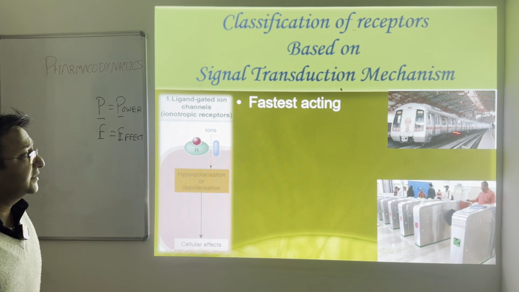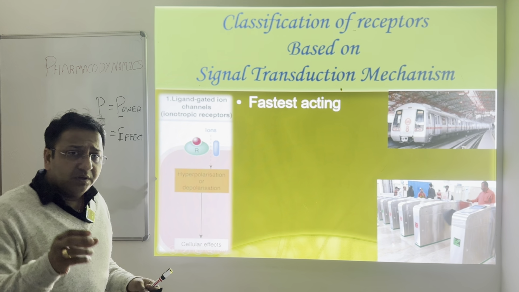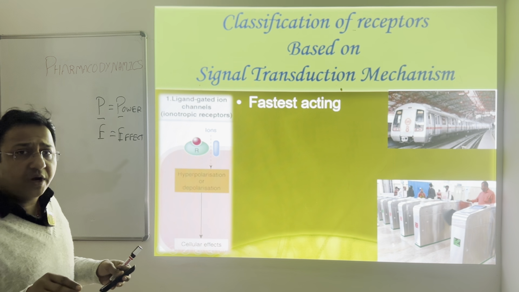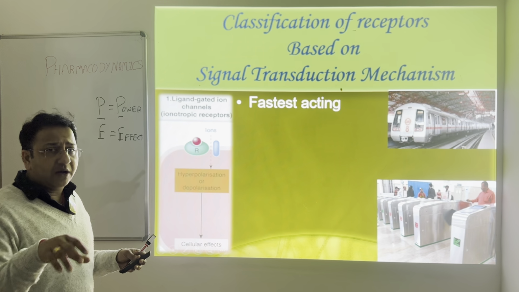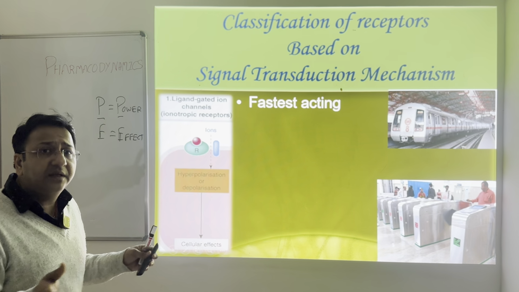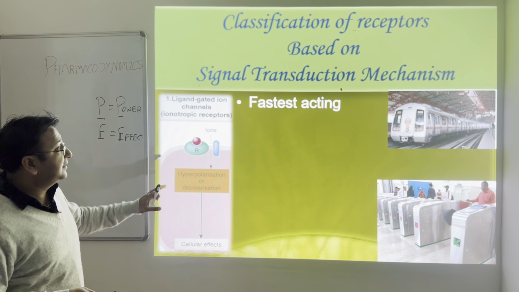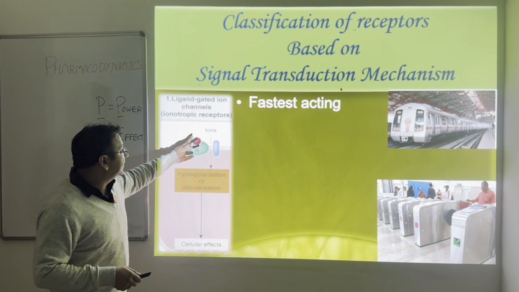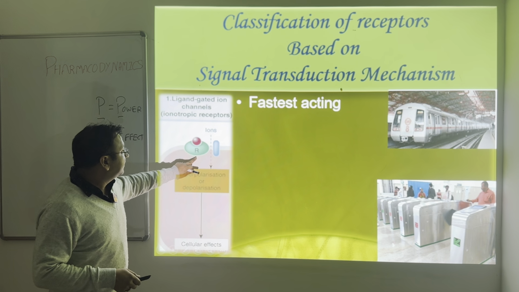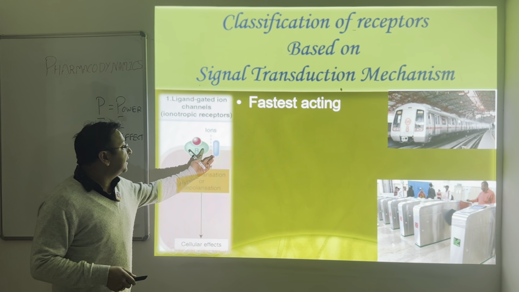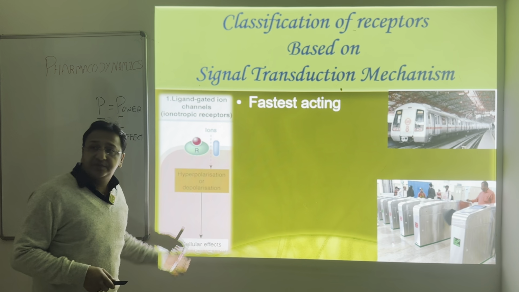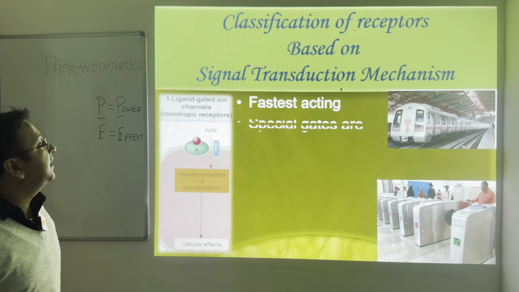It is the fastest acting, like you have seen in the metro. When we put the coin in the gate, the gate opens automatically very fast. It is the fastest acting, like that only. When the drug comes to the receptor, the channel opens and ions move inside. So it is the fastest acting.